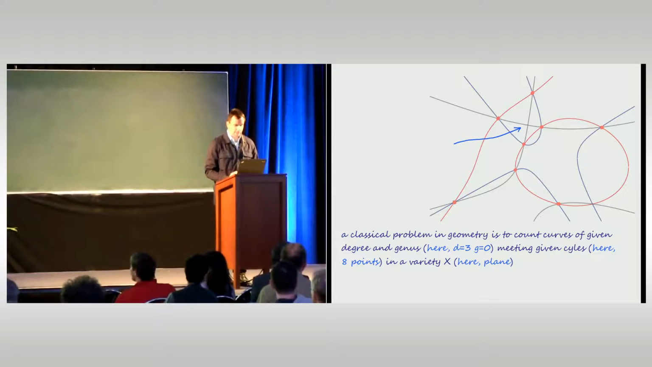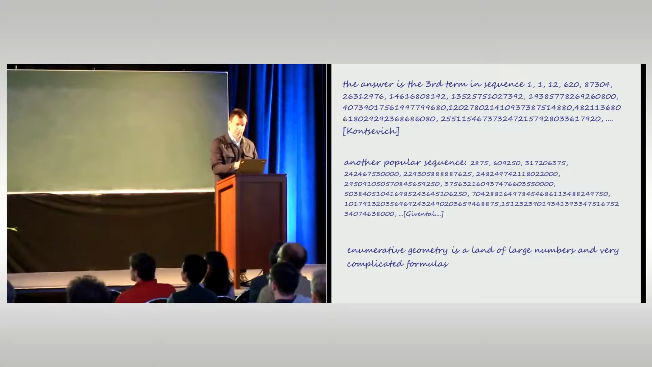And you can imagine things get quite a bit more complicated. For example, you can ask a similar question. If I take rational curves of degree d, meeting 3d minus 1 points in general position, how many of them are there going to be? And so the answer to this is given by a sequence, first in complete generality determined by Kontsevich. If you take degree 1, that means I ask how many lines are there through 2 points.